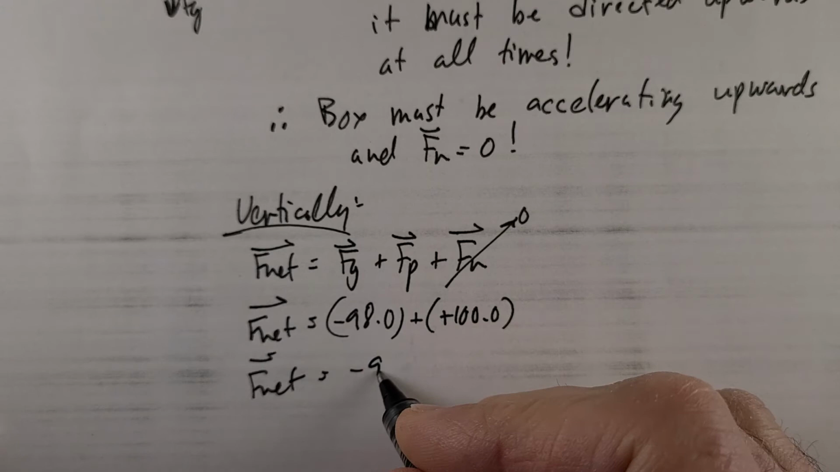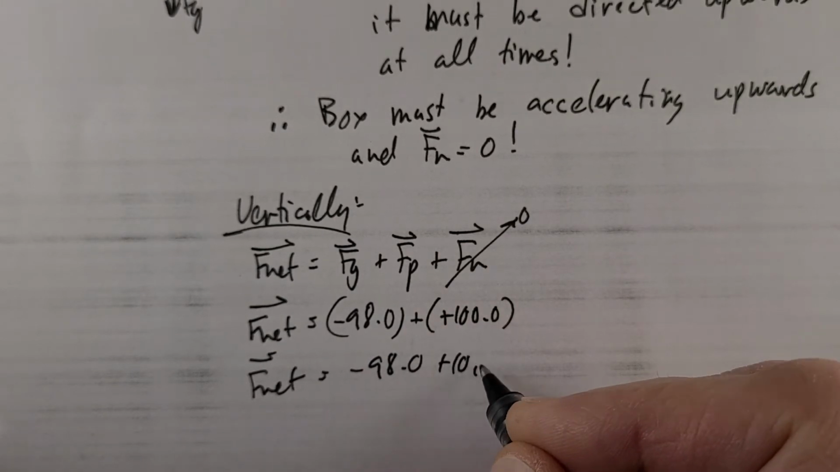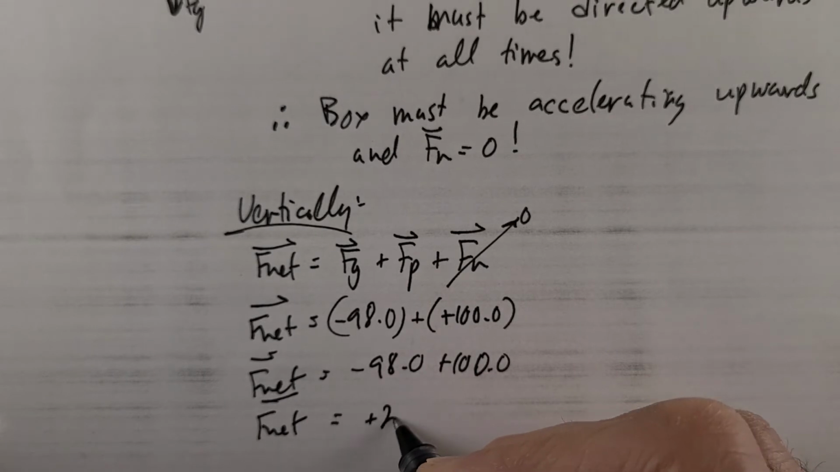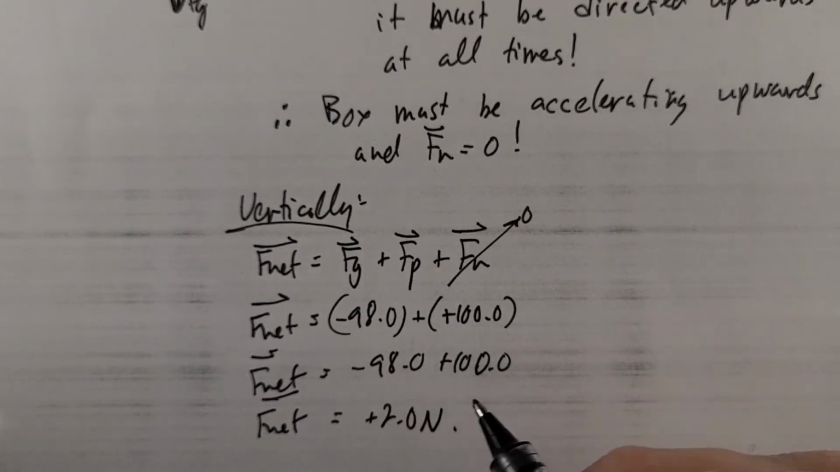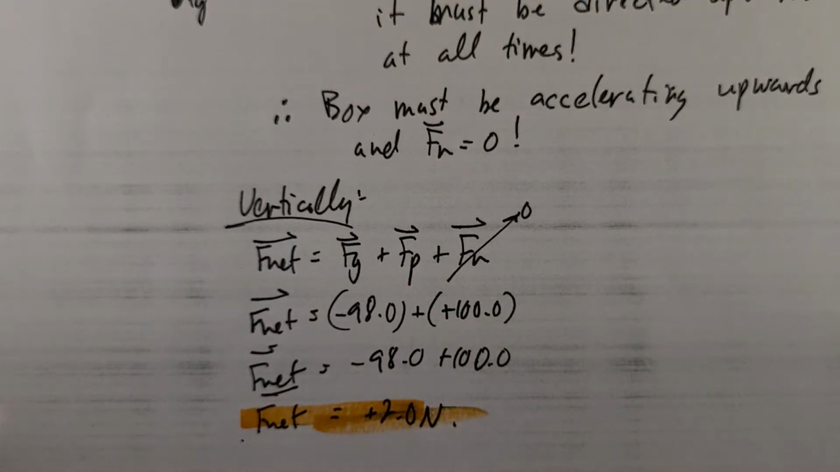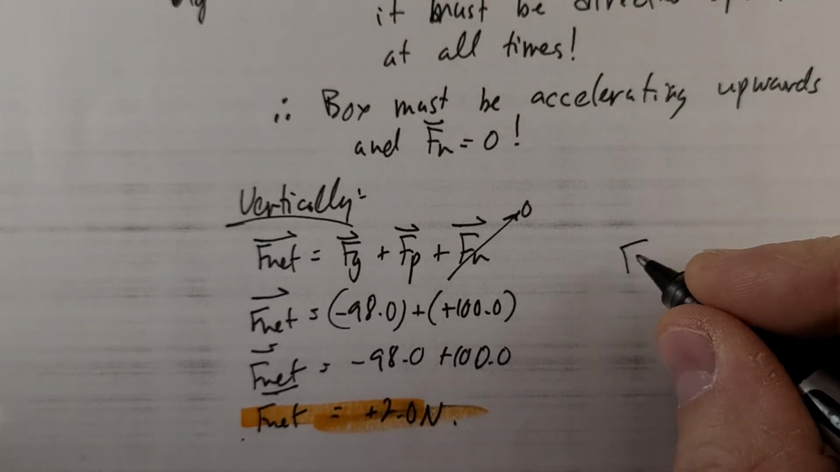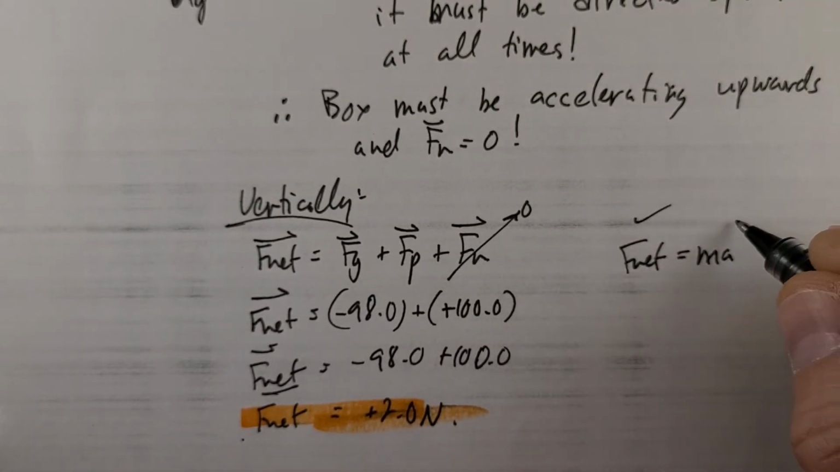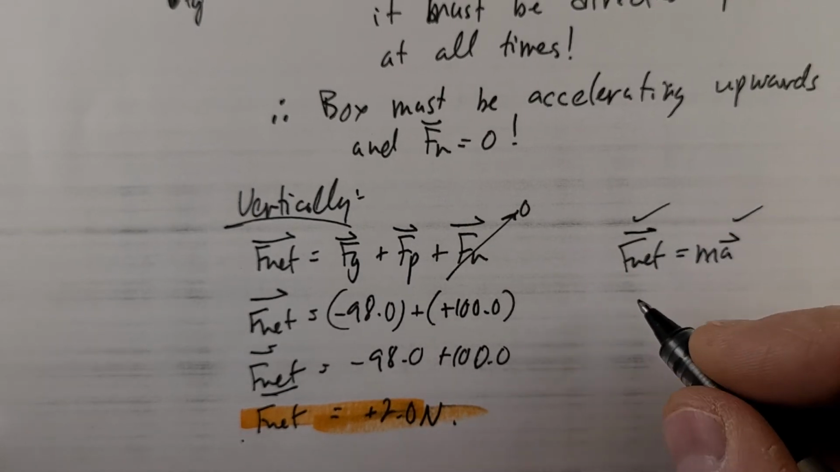So this is equal to negative 98 plus 100. So of course that's going to equal plus 2. So I do have a net force. And of course, if I have a force that's not counterbalanced, that means there will be acceleration. So if I have a net force, that means I have acceleration.